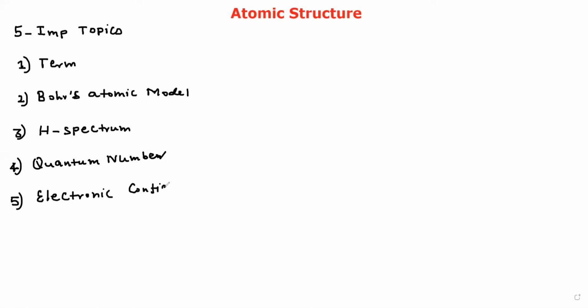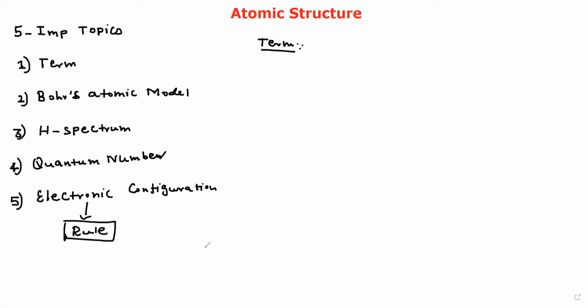In electronic configuration, some important rules will come. What are the important rules? Hund's rule and Pauli's principle. These 5 topics are very important from the exam point of view. Now I start with the terminology. Please note, terminology is very important.